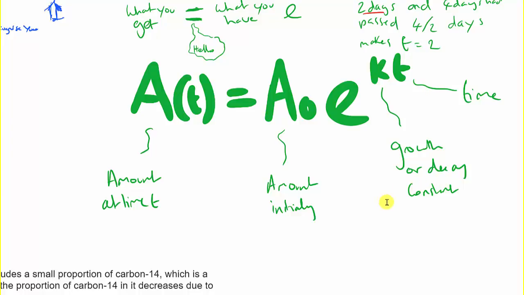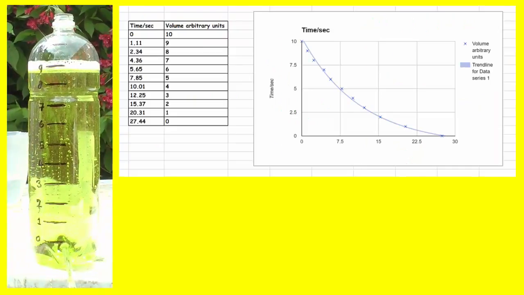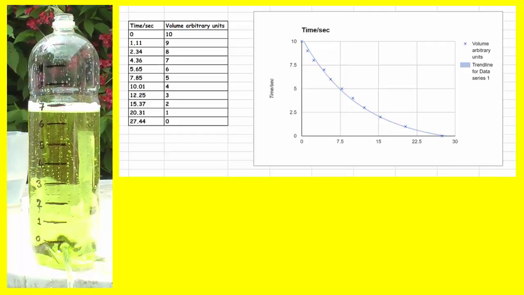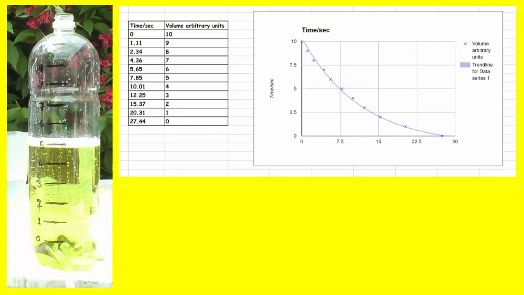Okay, so the example at the beginning of the video was the decay one, and we'll have a look at that in a bit more detail now. So again, here we see the bottle emptying, and you should notice that the initial rate of emptying is very, very fast, and then it actually slows down and begins to level off.